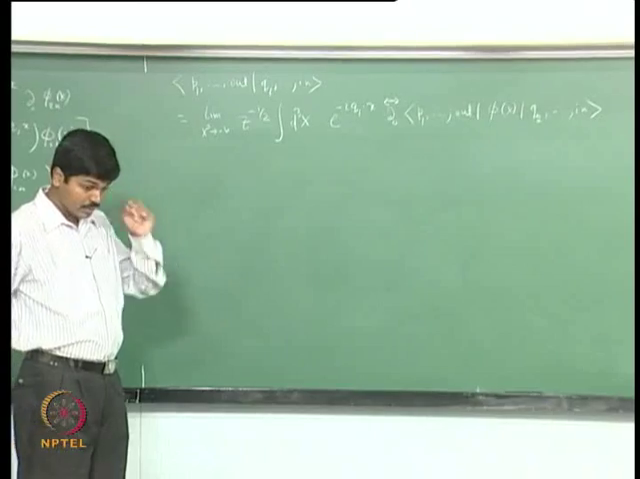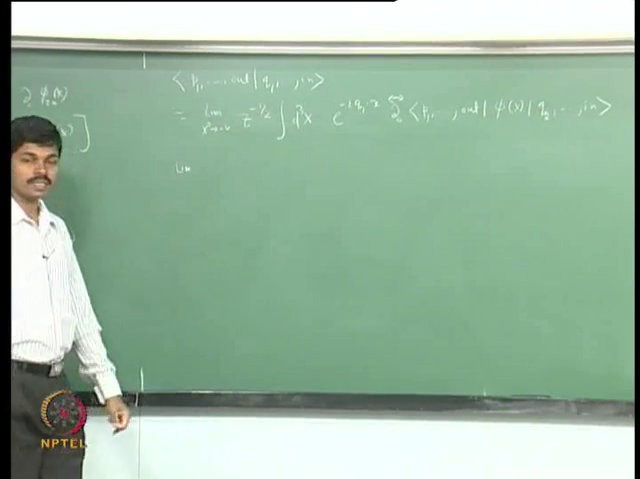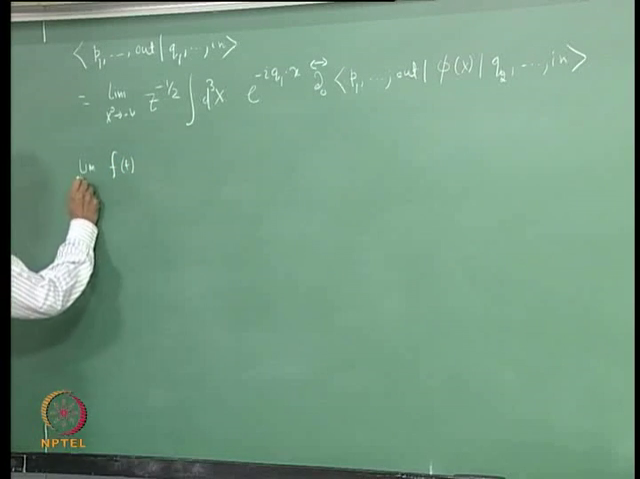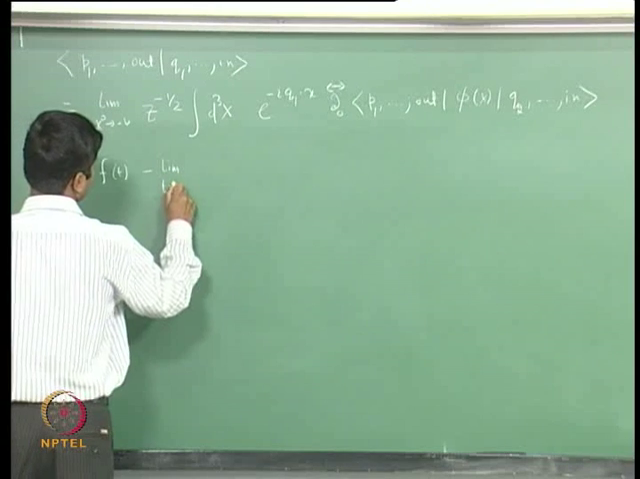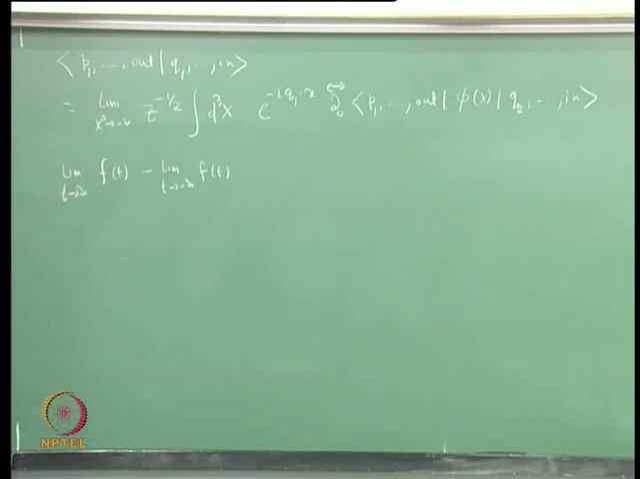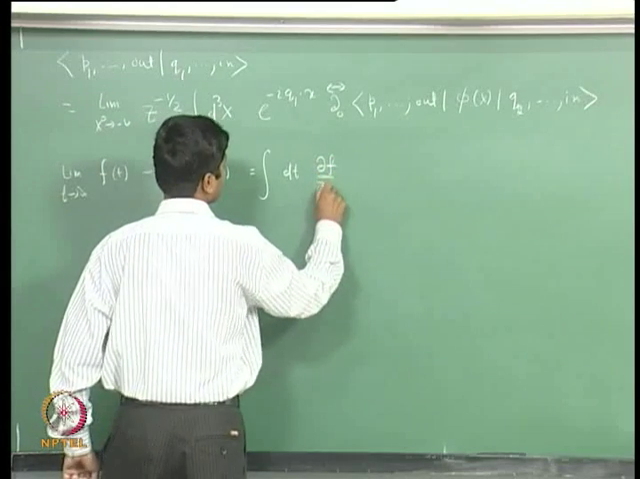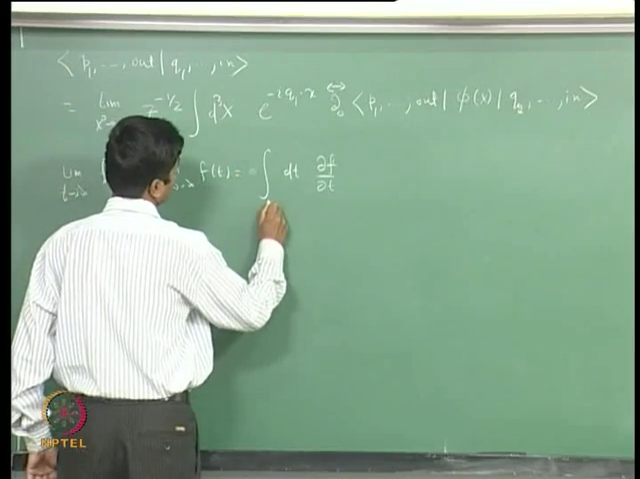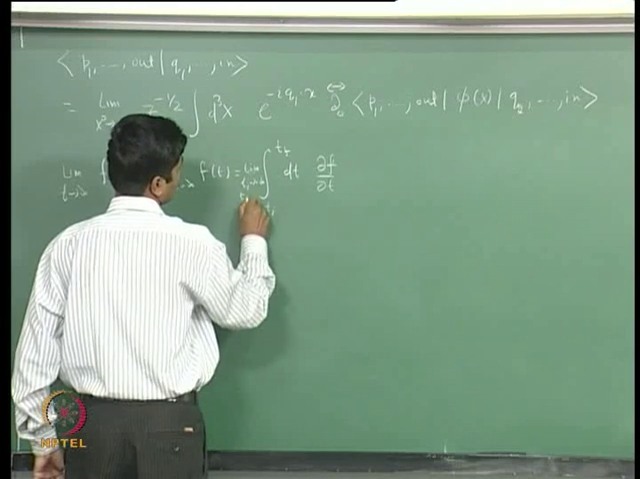Now, what we will do is use this relation: if you consider any arbitrary function f of t, and you take the limit t tends to infinity of f of t minus the limit t tends to minus infinity of f of t, then this quantity is nothing but the integration dt of del f over del t, where the integration is carried out from some t_i to t_f in the limit t_i tends to minus infinity and t_f tends to plus infinity.